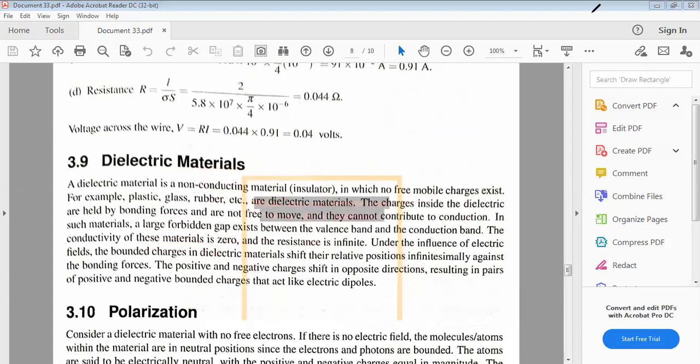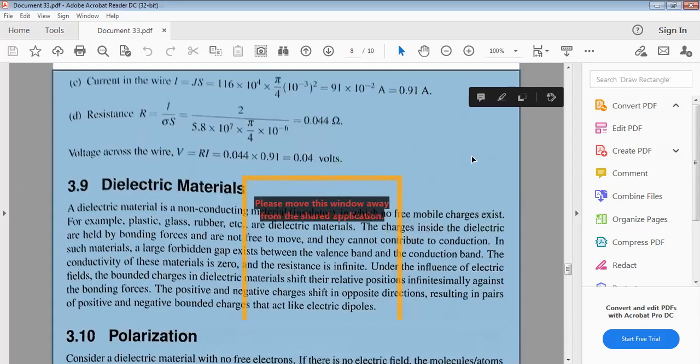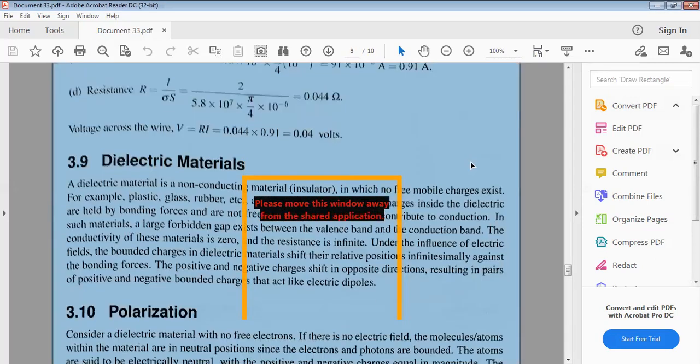Okay, the problems related to this unit may look like this.